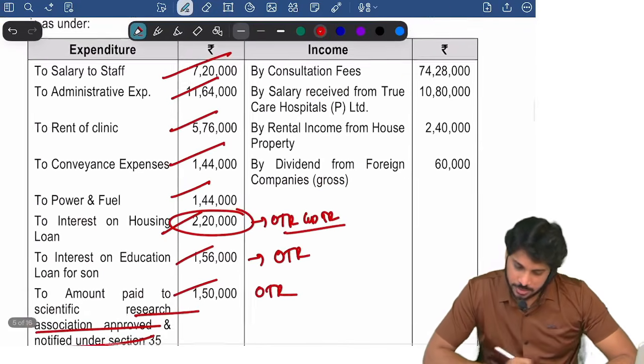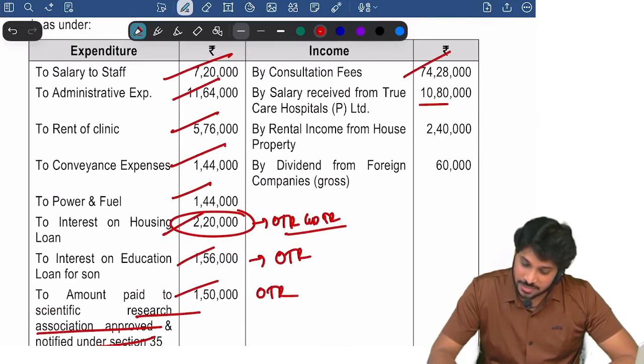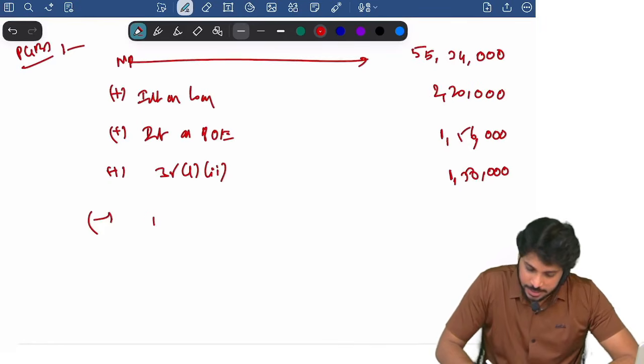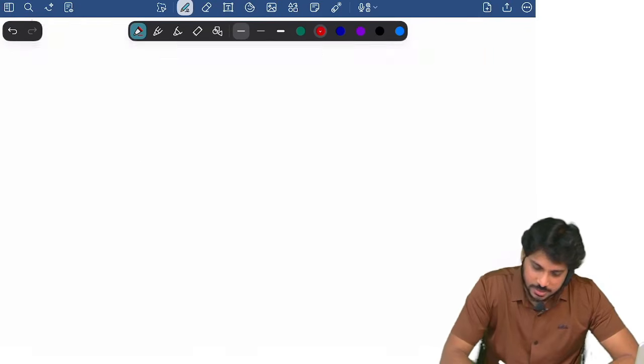Next one, consultation taxable, salary received from True Care Hospital. That's income from salaries. How much is the salary received? 10,80,000.